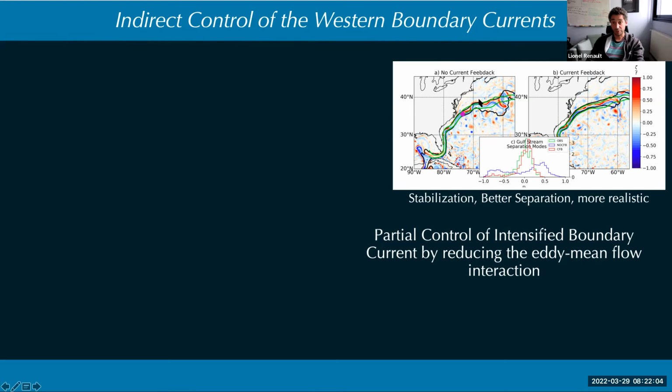This is the mean Gulf Stream path in green from AVISO, the mean dynamic topography, actually. We know that the path is like that, it's pretty realistic. And in black here, I have the mean Gulf Stream path, but for the coupled simulation without current feedback. We can see that we have two main issues. First, there is a concave separation here.